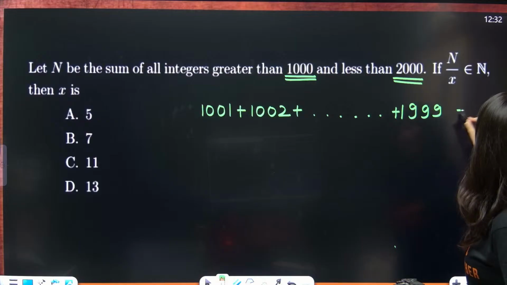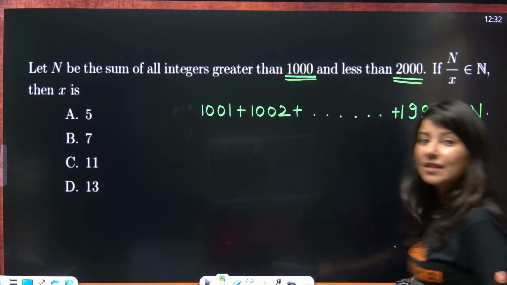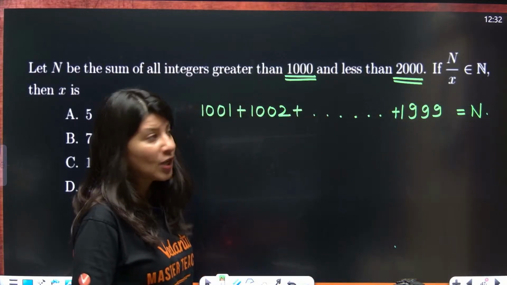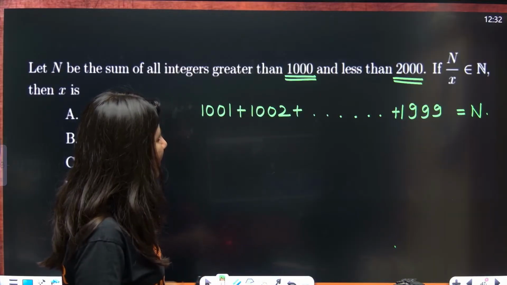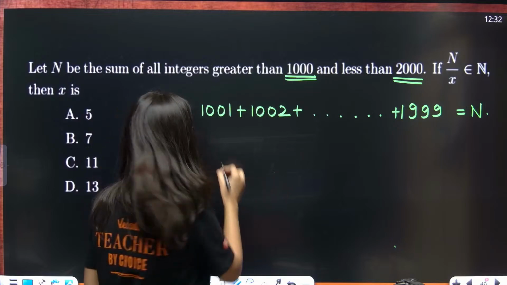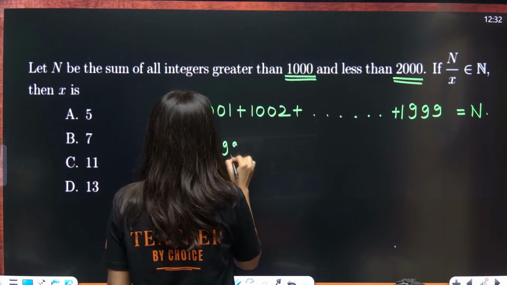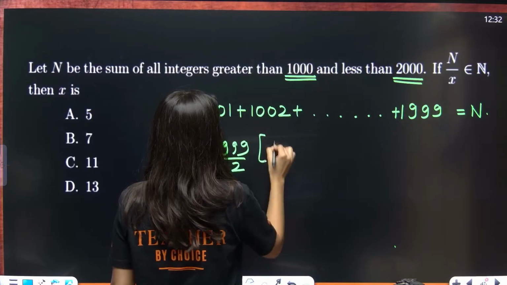Okay, so this is nothing but n. Now this is an arithmetic progression whose first and last term we know. How many terms are there, by the way? I think there are 999 terms. So n by 2, 999 by 2, first plus last.